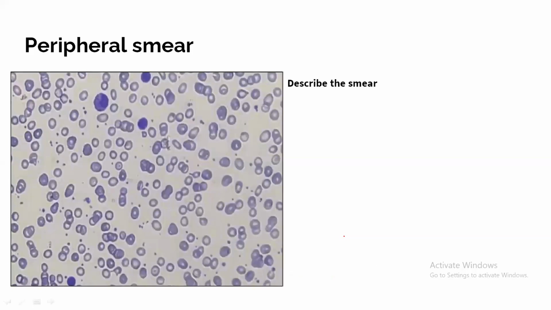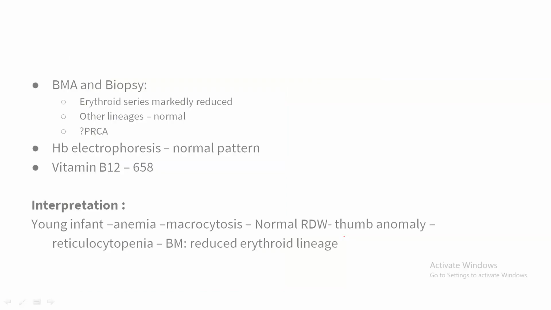This is the peripheral smear of this child. If you see, a lot of macrocytes are there. The pediatricians did a bone marrow for this child. He was found to have markedly reduced erythroid series and other lineages were normal. So probably we are actually dealing with pure red cell aplasia in this kid.